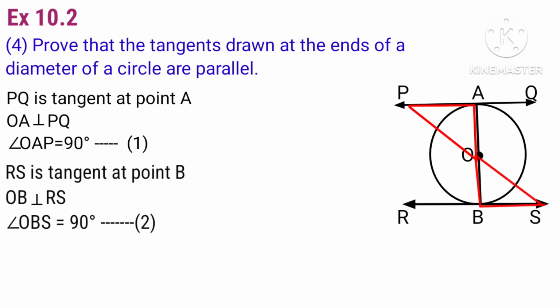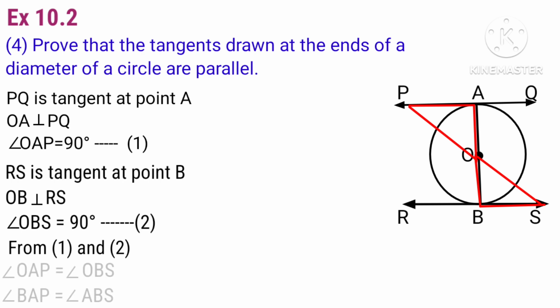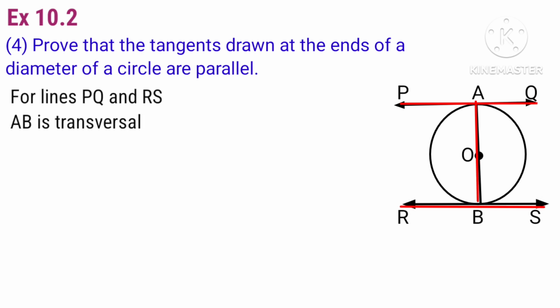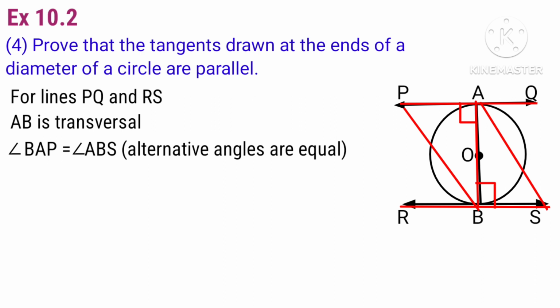Similarly, RS is a tangent at point B. So we can also say OB is perpendicular to RS. Therefore, we can say angle OBS is equal to 90 degrees. Let's consider this as equation 2. So now from equation 1 and equation 2, we can say angle OAP is equal to angle OBS. So, for lines PQ and RS, AB is the transversal. So we can say angle BAP is equal to angle ABS because they are alternate angles, which are equal.